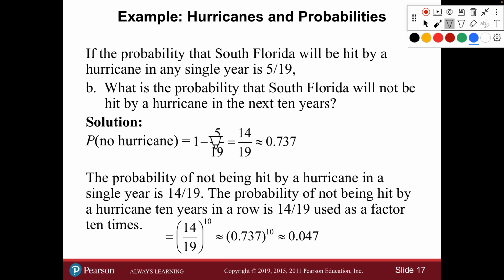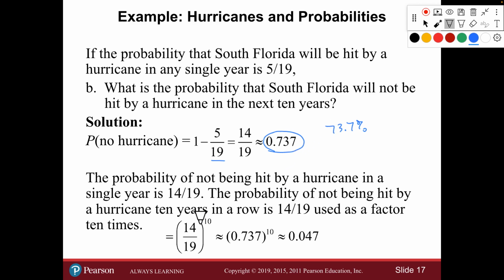Okay, so we could also calculate what would be the probability of not having a hurricane, right? 5/19 is the probability of having it. Subtract it from 1. There's actually a 73.7, let's call it 74% if you want to round it up, chance of not having a hurricane. And so it's less likely to have a hurricane than it is to not have a hurricane.